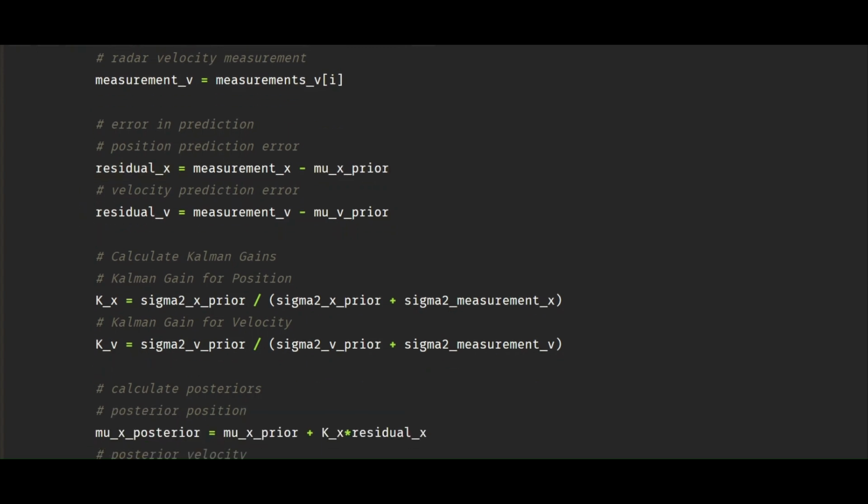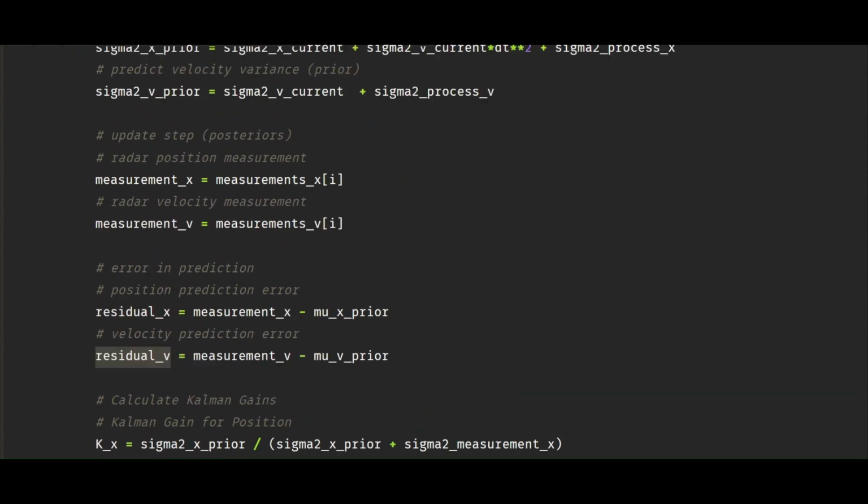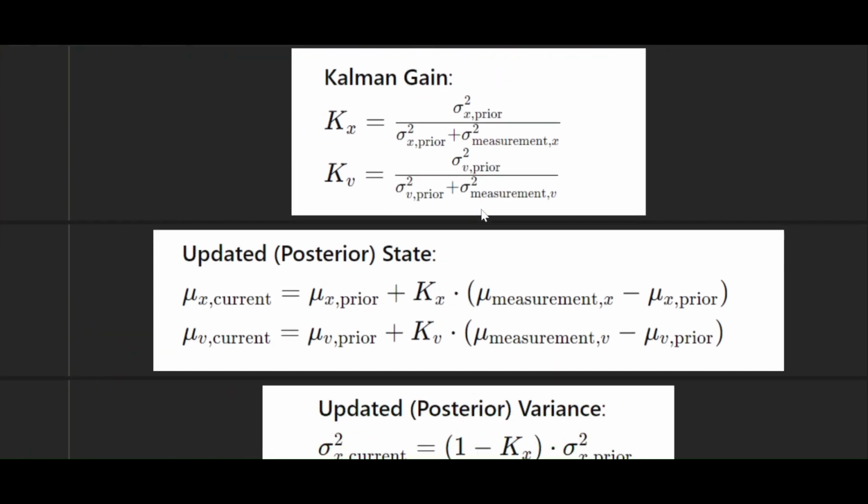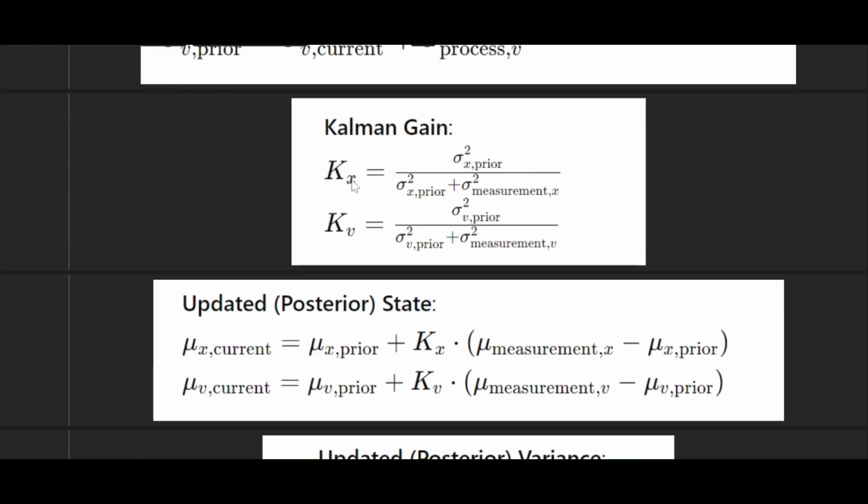Similarly, in the velocity channel, my radar is telling me that the car is traveling at a certain velocity, and I also have a prior belief that the car should be traveling at a certain speed. The difference between them is the prediction error in the velocity channel, and then I'm going to calculate Kalman gains. As mentioned earlier, we have two Kalman gains, one for the position channel and one for the velocity channel.